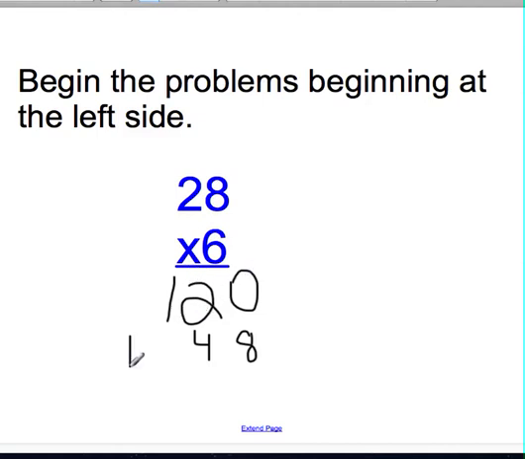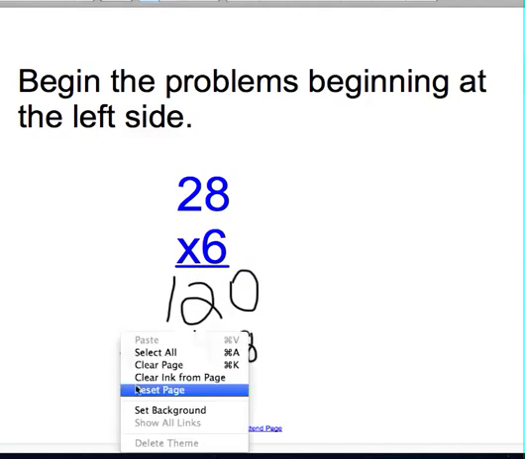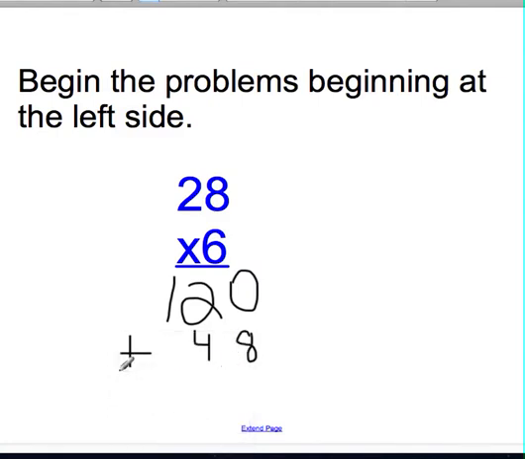So you put an addition sign and you add up beginning at the right. 8 plus 0 is 8. 2 plus 4 is 6. And 1 plus nothing is 1. So our answer, or product, to 28 times 6 is 168.